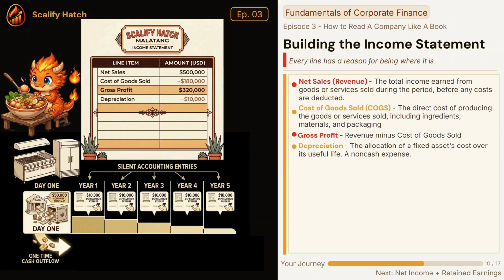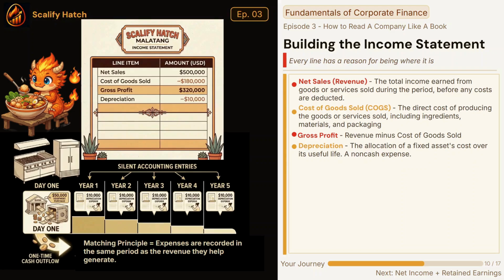If we depreciate straight line over 5 years, meaning the same amount each year, that's $50,000 divided by 5, which equals $10,000 per year. Here's the critical insight. Depreciation is not a cash outflow. The cash already left. It left on day one when we bought the equipment. Depreciation is just an accounting entry. It spreads the cost of the asset across the years it produced revenue. This is called the matching principle. Accountants match the expense of an asset to the time period it generates revenue.